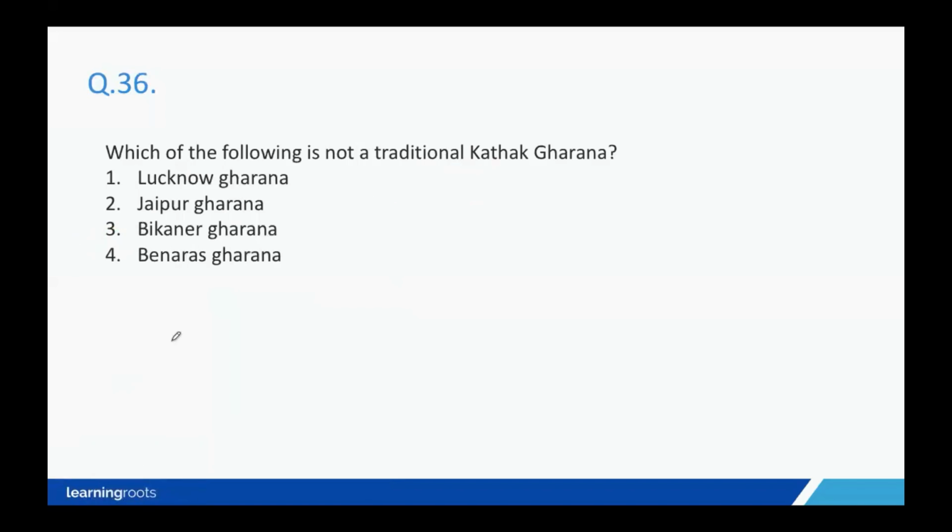Fine. Coming to the 36th question. Which of the following is not a traditional Kathak Gharana? Among these 4, Lucknow is 1, Jaipur is 1, and Banaras is 1. So in this case, these are the ones which are traditional Gharanas, so these will not be the answer. The Bikaner Gharana will be the answer. So Bikaner Gharana is not a traditional Kathak Gharana. So 3 is the answer in this case.